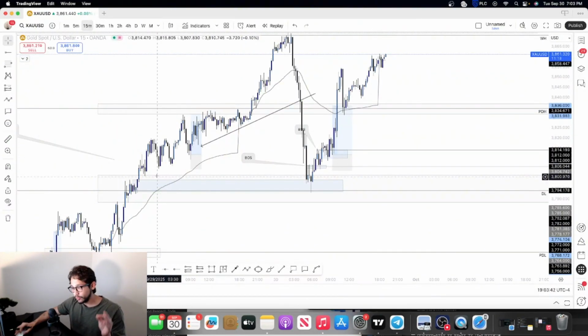Now this gray box was pretty much the area of interest of the day. Another way to say area of interest is that it's known as the buyer zone, right?